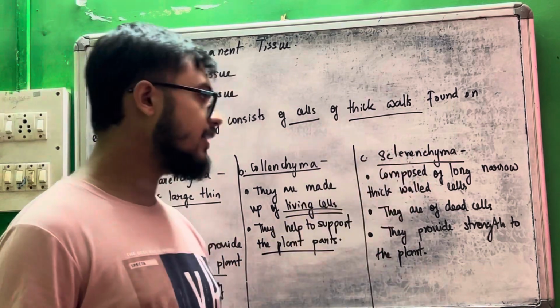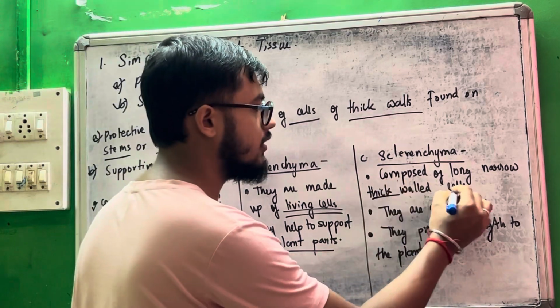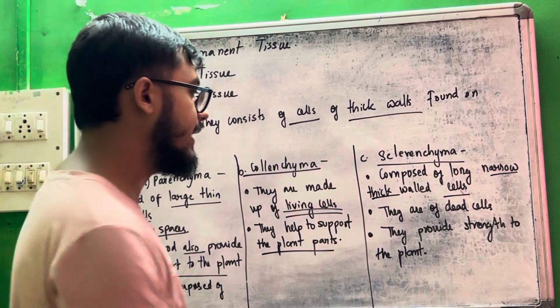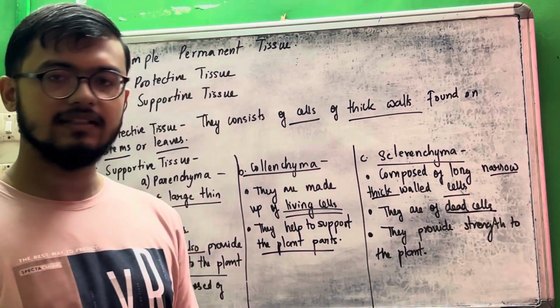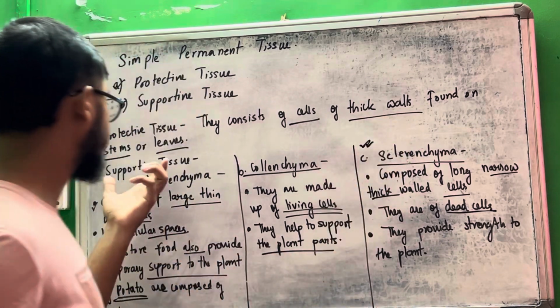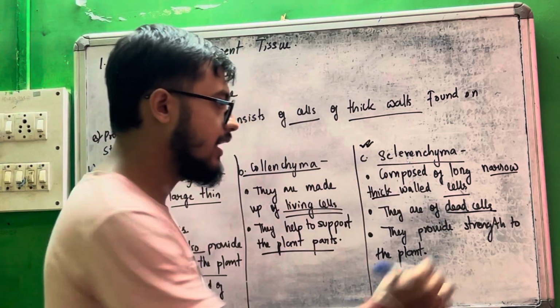Next, sclerenchyma, composed of long, narrow, thick-walled cells. The cells here are thick-walled, not thin-walled, and they are long and narrow. Okay, they are dead cells. You have to remember that sclerenchyma consists of dead cells. Sclerenchyma is the only supportive tissue from simple permanent tissue which consists of dead cells. Note these points.